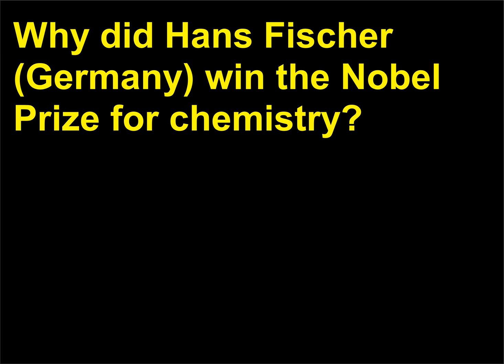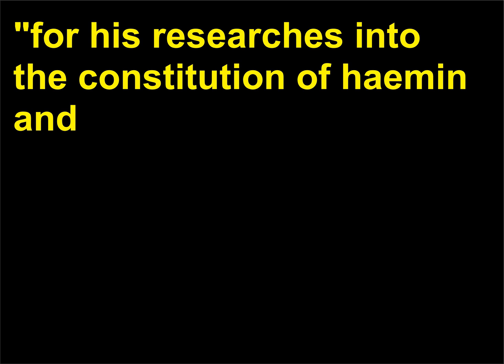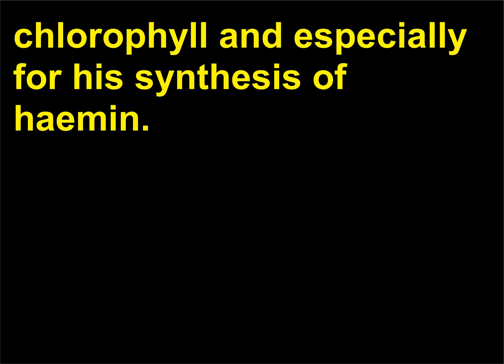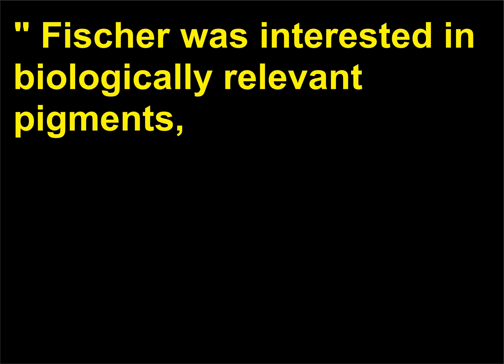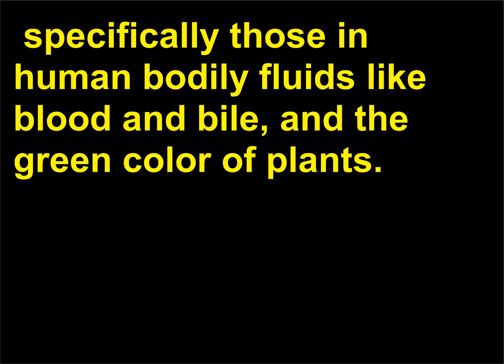Why did Hans Fischer, Germany, win the Nobel Prize for Chemistry? For his researches into the constitution of hemin and chlorophyll, and especially for his synthesis of hemin. Fischer was interested in biologically relevant pigments, specifically those in human bodily fluids like blood and bile, and the green color of plants.